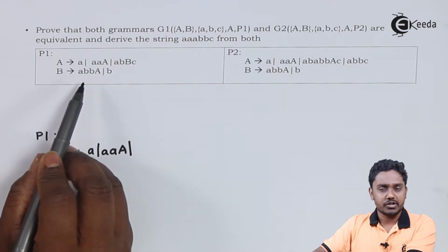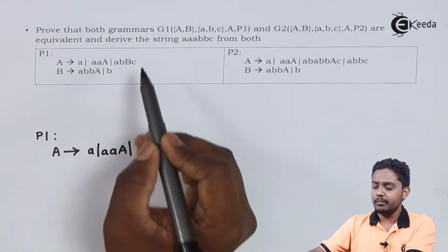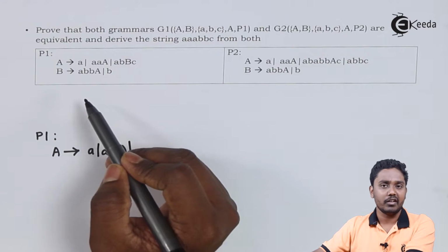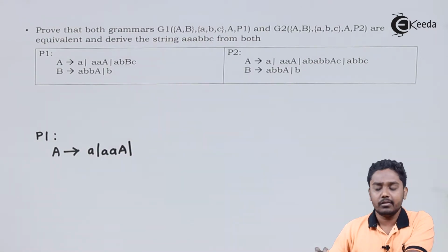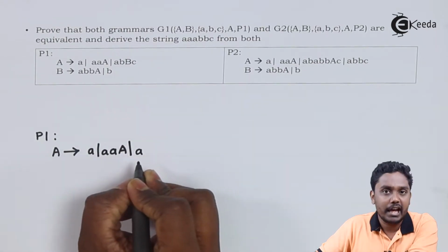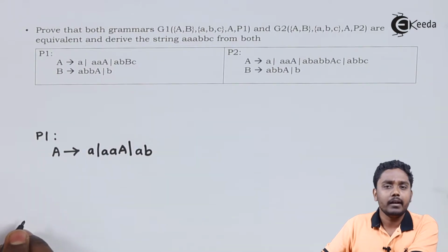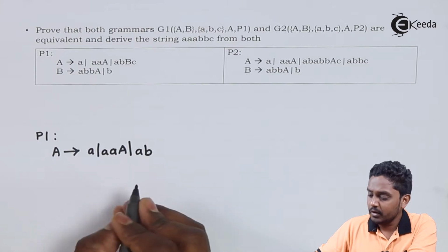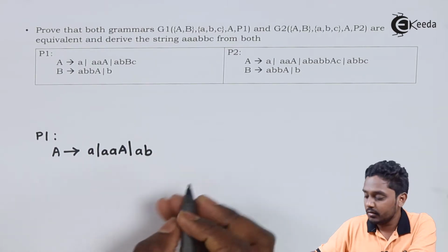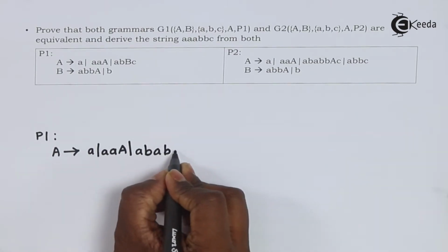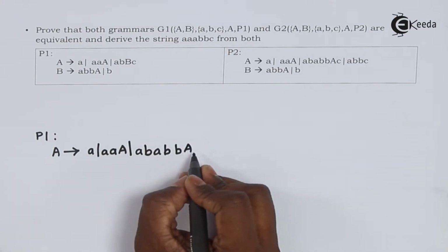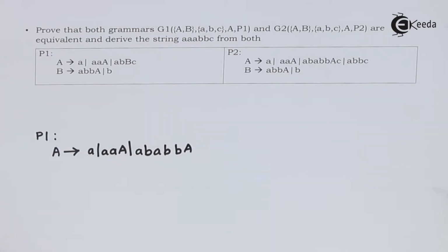This is the first production. Let us now replace B with the first production's right hand side of B. So what we get is AB as it is, followed by the right hand side of B, which is ABBA, which would be followed by a C.